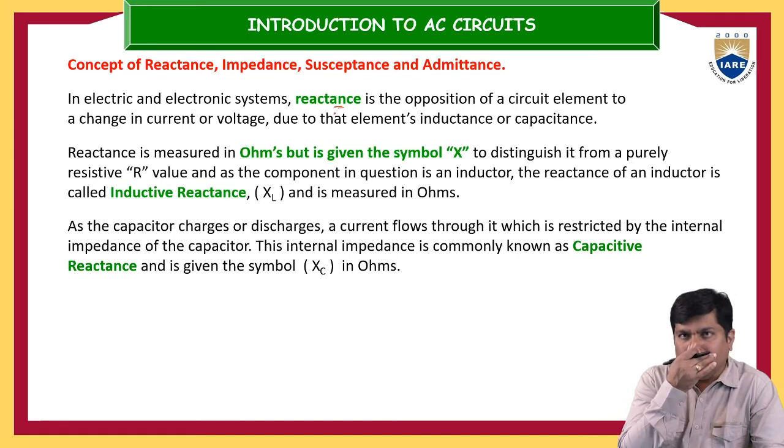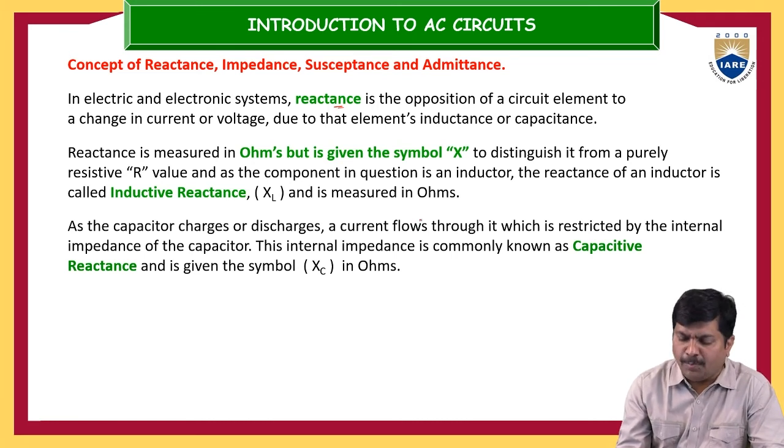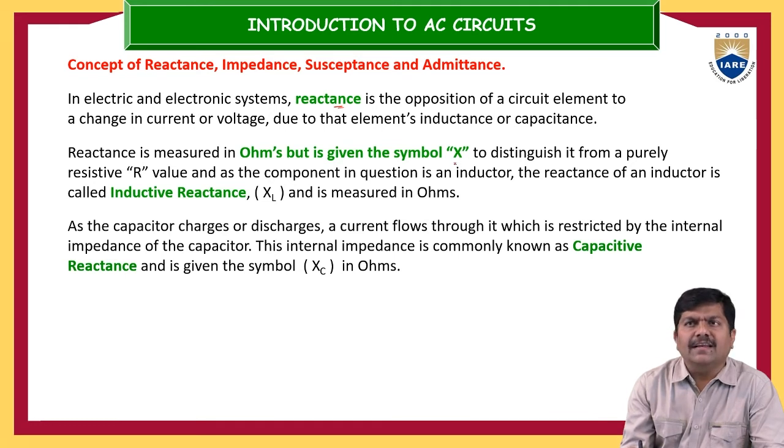Reactance is again measured in ohms only, because it is also a kind of opposition, and the symbol used to represent reactance is X. If it is offered by the inductor, that is XL. If it is offered by the capacitance, that is XC ohms.